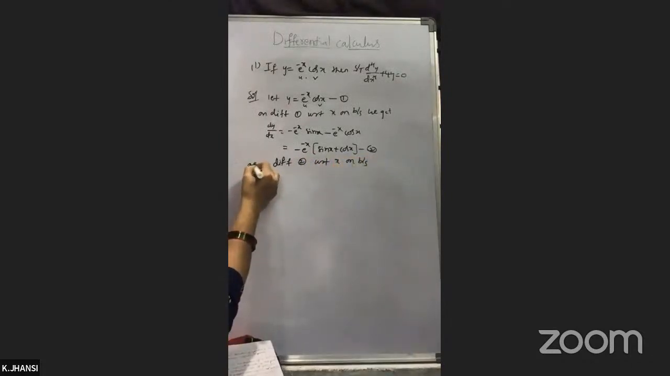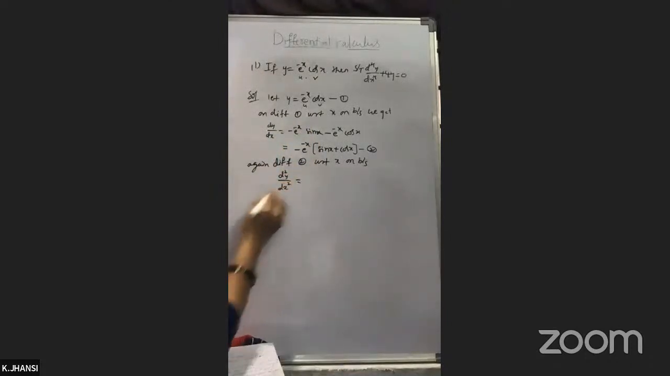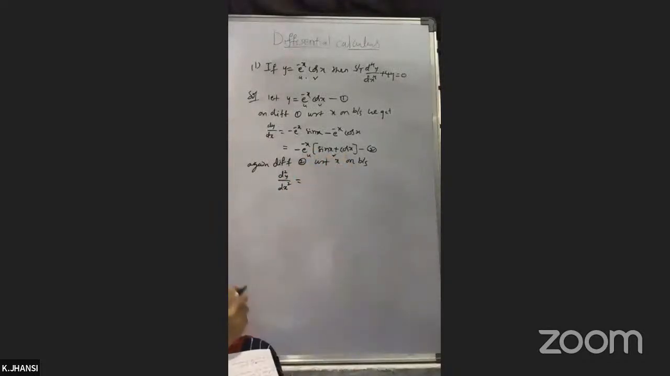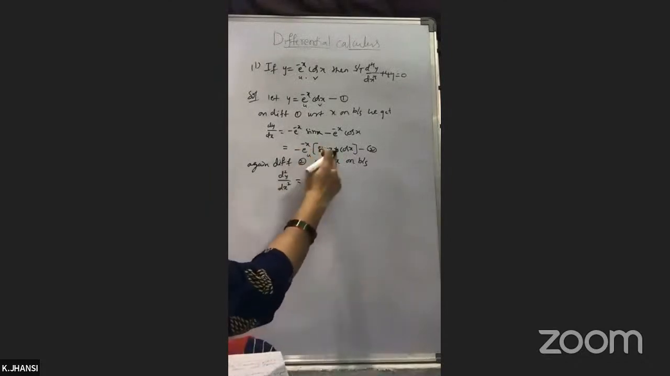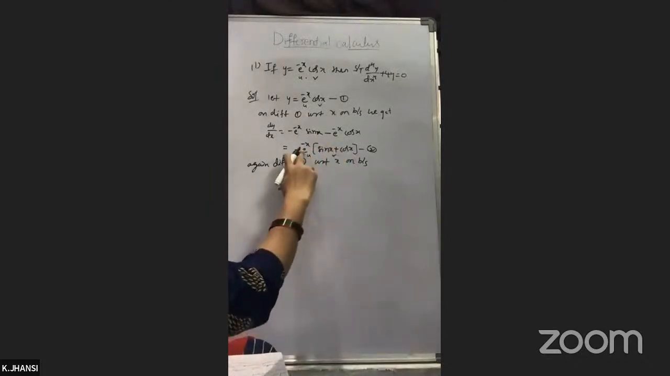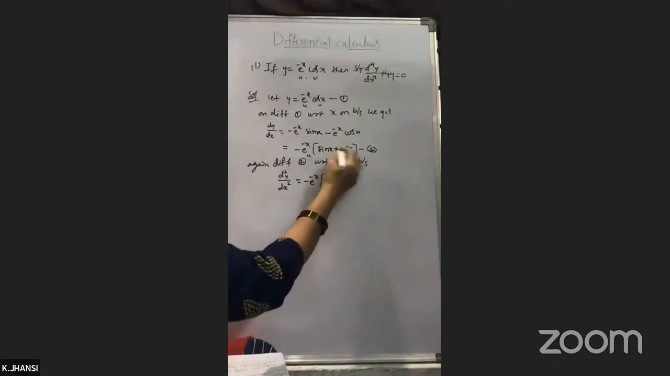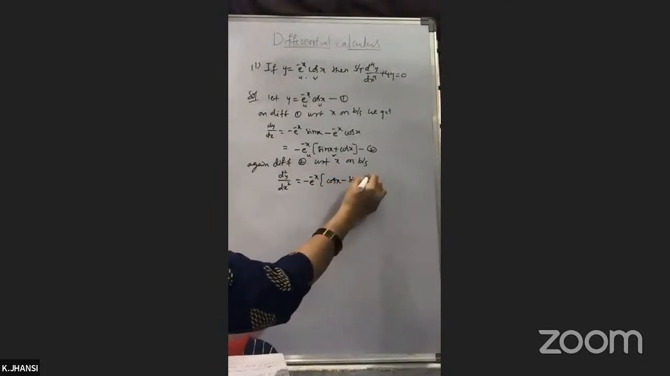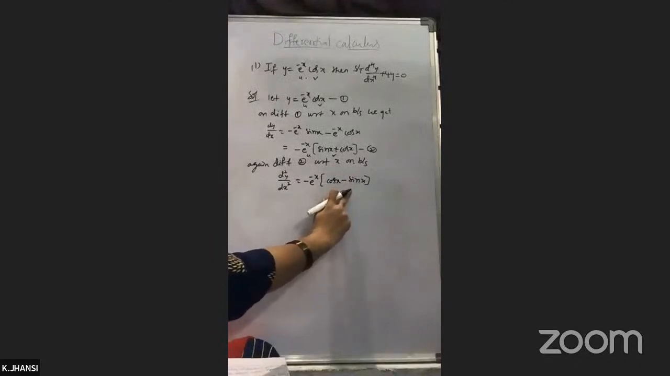Differentiating again, second order means you will get d square y by dx square equals, again this is in the form of uv. Minus e to the power of minus x and sin x plus cos x. This you keep as constant, that is minus e to the power of minus x, and you do the differentiation of the other one, cos x minus sin x. This u is the constant, and we have done the differentiation.